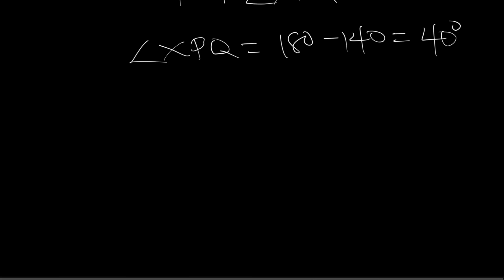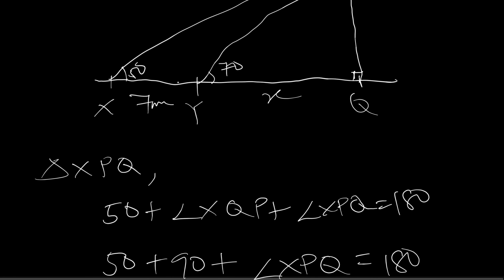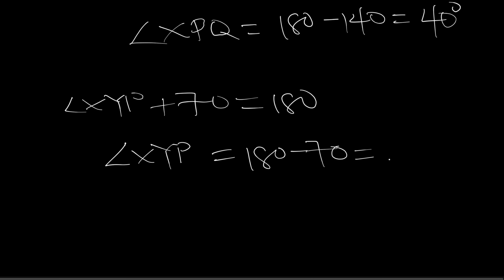So we can say that angle XYP plus 70 is equal to 180, since the sum of angles on a straight line adds up to 180. So our angle XYP will be equal to 180 minus 70, and that's equal to 110 degrees.